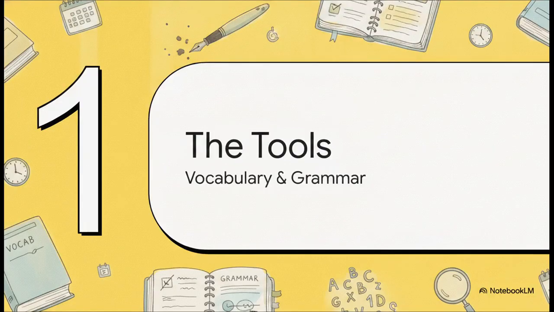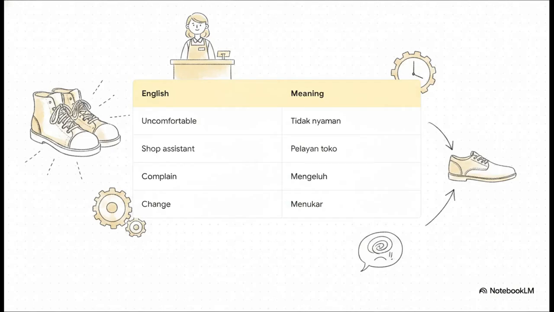Section 1. The tools. Essential vocabulary and grammar. All right, let's gear up. Here is your main ammunition for this situation. If the shoes are tight, the keyword you need is uncomfortable. The person you're actually negotiating with is the shop assistant. The action you're taking is to complain, and obviously your ultimate goal here is a change. Swapping those painful shoes for a fresh new pair. It's simple stuff, but it's absolutely foundational for what we're doing.